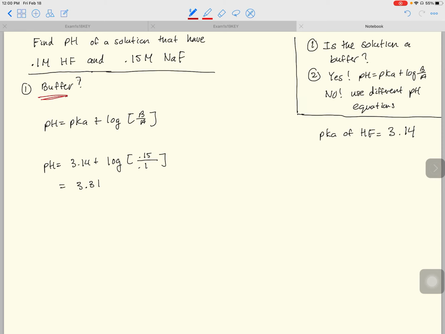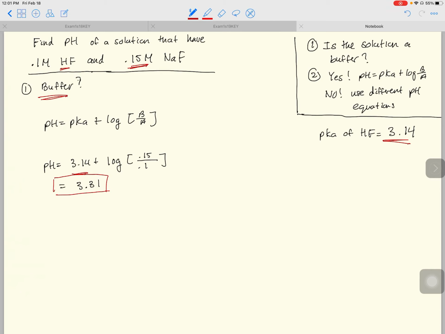And what we have is HF, a weak acid, and its weak conjugate base. And the ratio from base to acid is not greater than 10. Therefore, since it is a buffer, we can just use the Henderson-Hasselbalch equation right away. At this point, it should be kind of straightforward, where the pKa of HF is 3.14, which I put here, plus log of base, which is 0.15, divided by acid, which is 0.1. And our answer we get is 3.31.